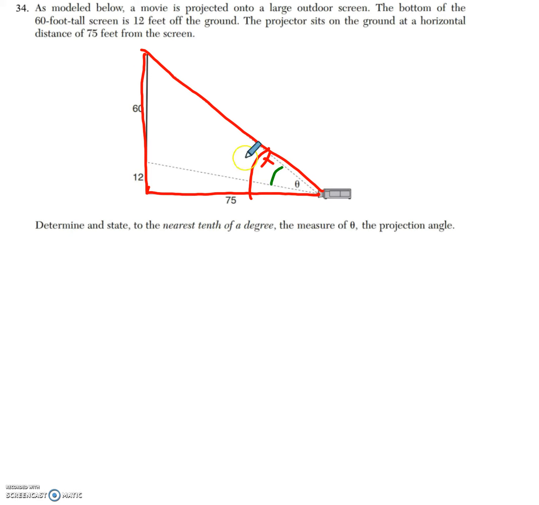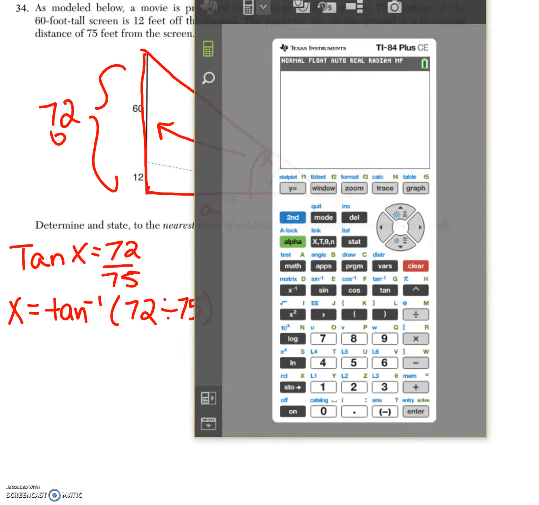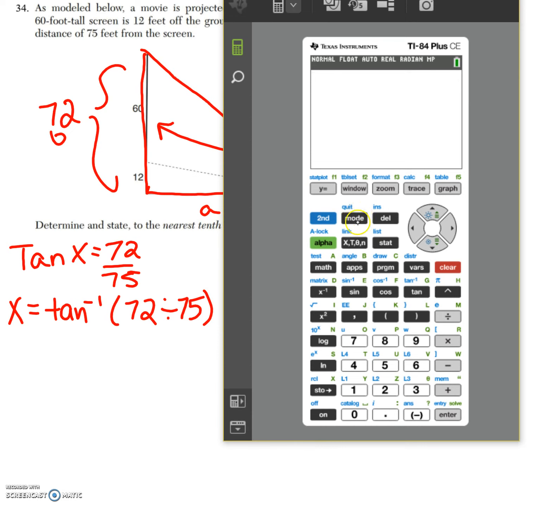So looking at the side opposite, we have 60 plus 12, which is 72, and we have an adjacent side. So that's tangent. Tan of X is equal to opposite over adjacent. And when we're looking for the degree, we're going to use the second key, which is our inverse. So X is equal to tan inverse of 72 divided by 75.